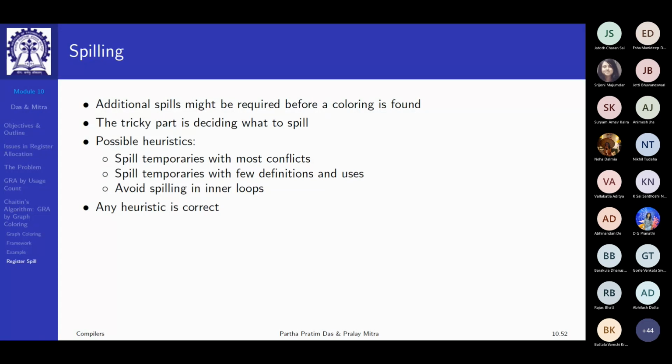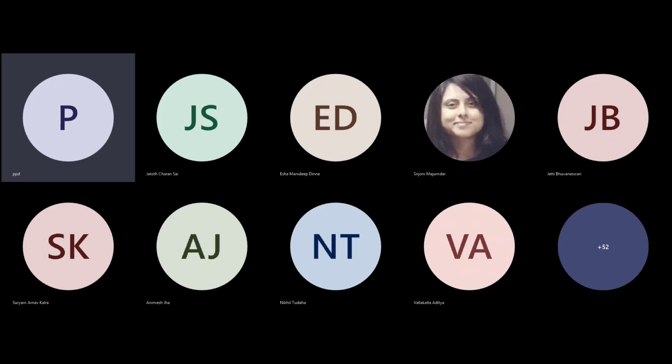the graph. So any heuristics that you choose will be correct in terms of allocation, but some may do better than the others in terms of the number of additional load stores that may be required. And then once this has been done, we can scan, and if there are unnecessary load stores that have resulted, then we can try to remove those as well. So that is about global register allocation.